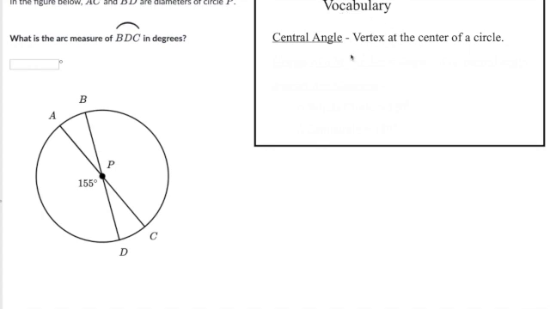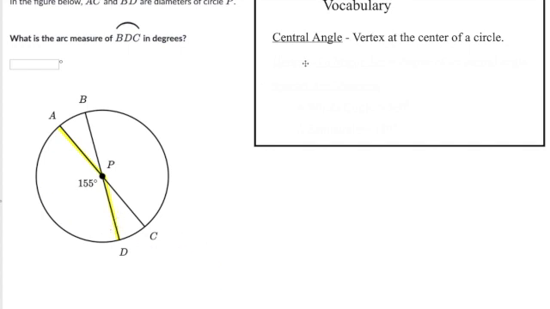Let's look at some vocabulary. The first one that we're going to look at is a central angle. What is a central angle? The vertex is at the center of the circle. So actually this 155 degrees is part of a central angle. The angle that we're looking at would be this one right here. Angle APD is a central angle. There's a number of central angles, like APB is a central angle.